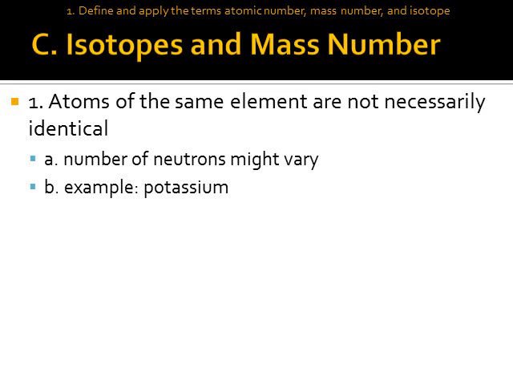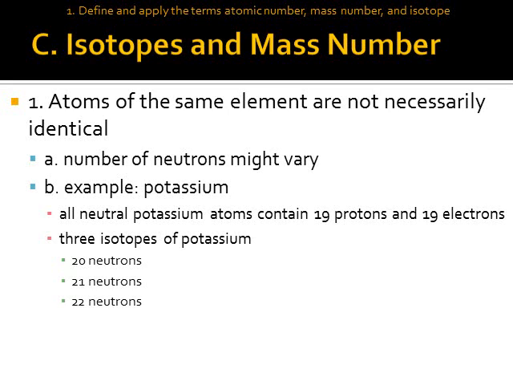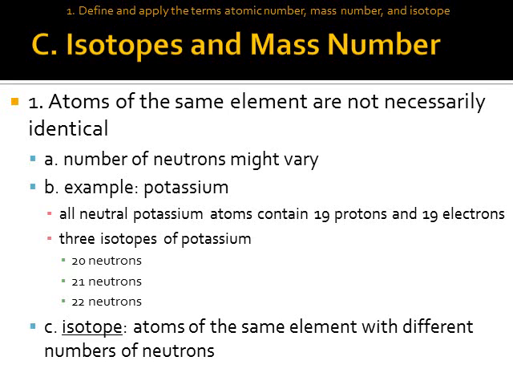Let's take potassium. If I find potassium in the periodic table, I will see that it is atomic number 19. So that tells me, assuming I have a neutral atom of potassium, it has to have 19 protons because it's potassium, and then it would have 19 electrons to go along with that in order to balance out the protons with the charge. However, there could be a varying number of neutrons. There are 3 different isotopes of potassium. One isotope contains 20 neutrons, another contains 21, and yet another contains 22. In other words, isotopes are atoms of the same element with a different number of neutrons.